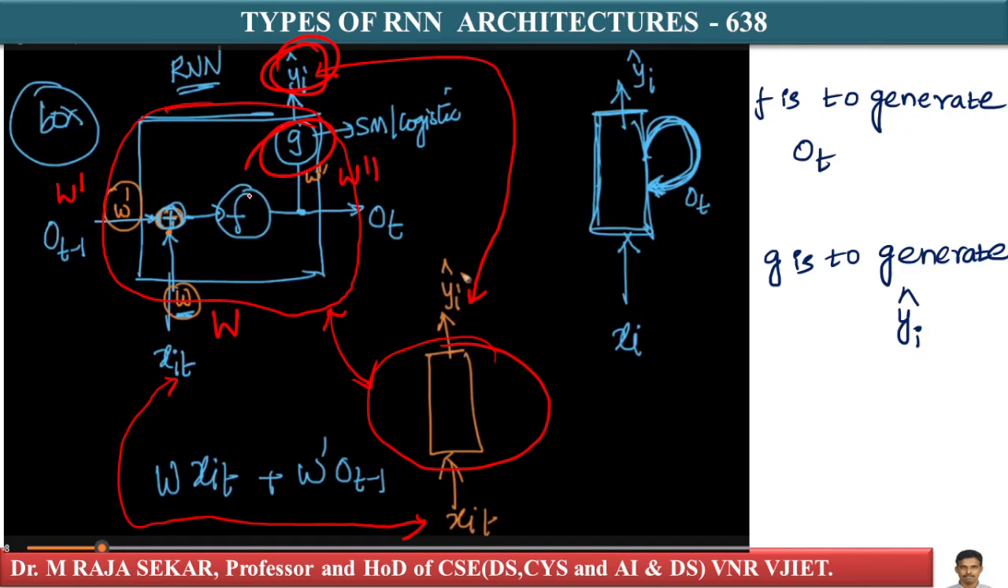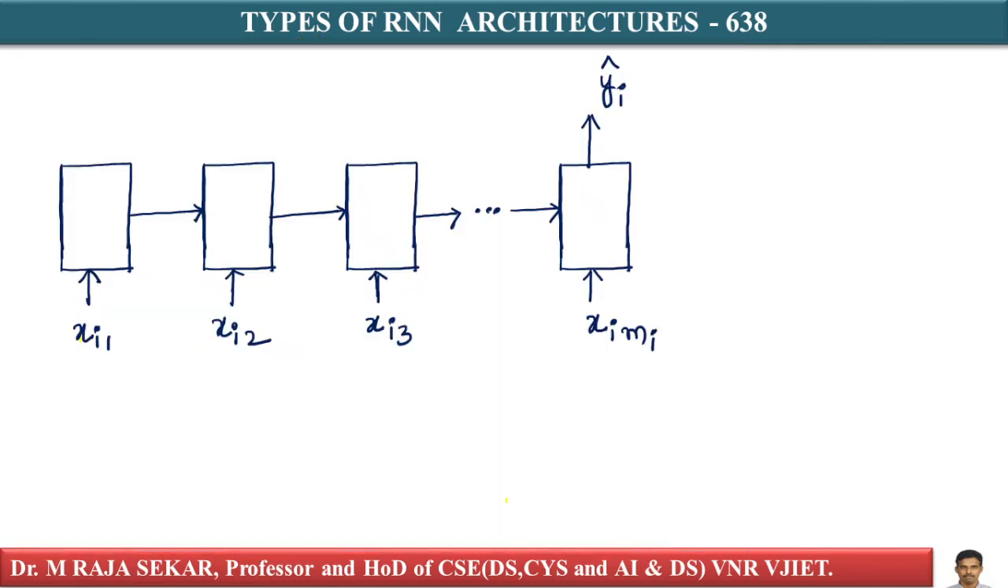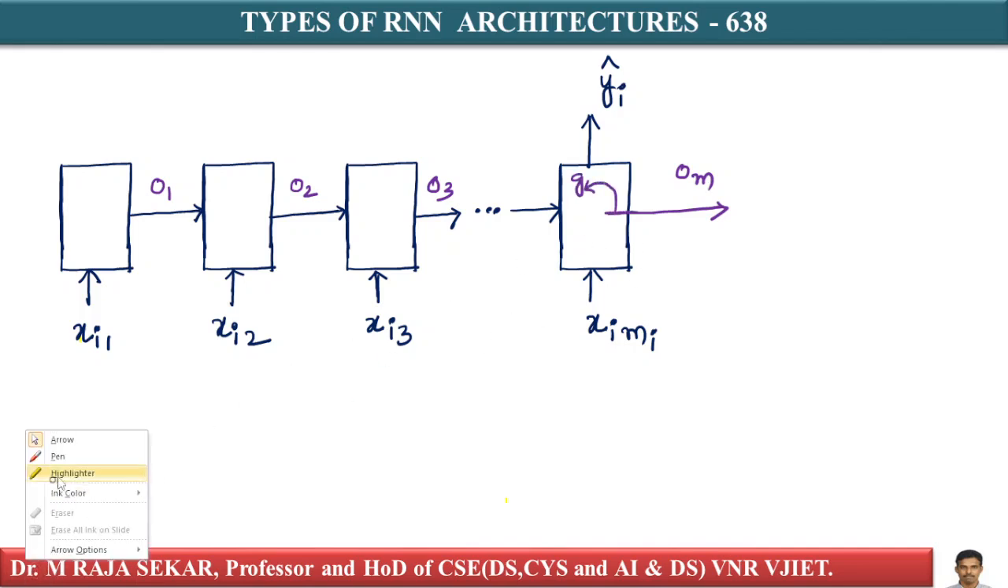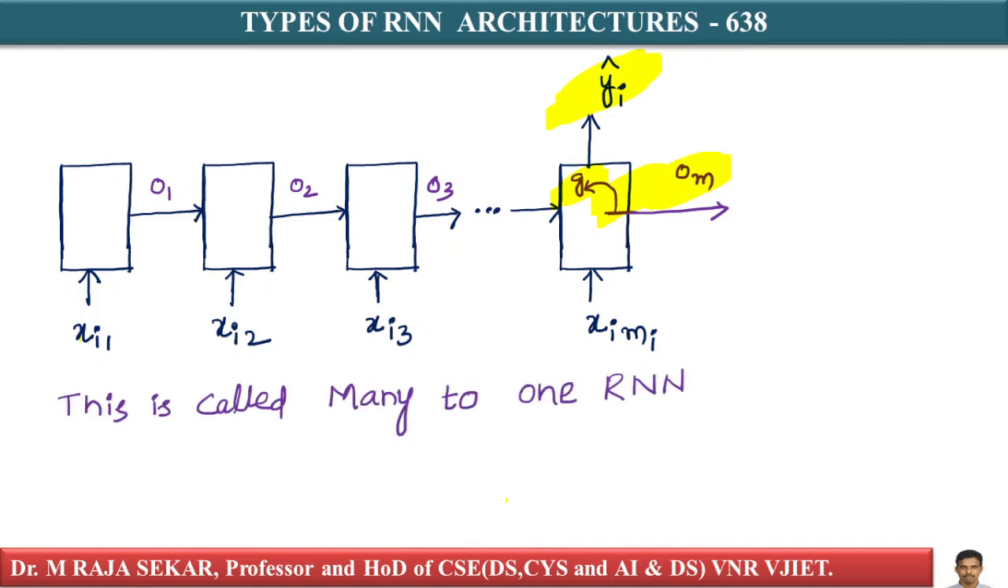I have OT as one output and another output is yi cap. So here you have O1, O2, O3, OM. This OM is fed into one more layer, the G function, like softmax or logistic function, to generate yi cap, isn't it? This is called many to one RNN.